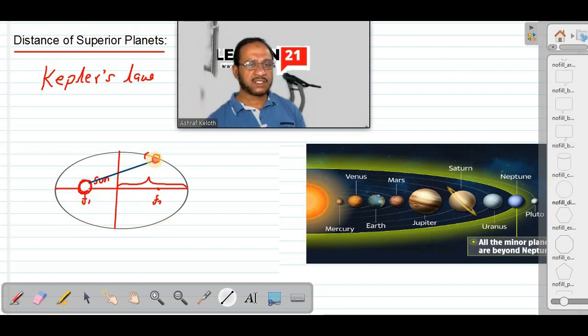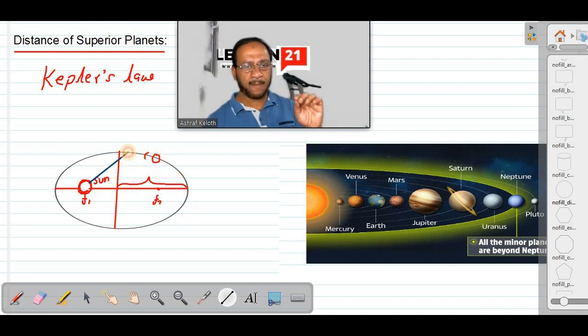Suppose Earth is right now here. In 1 hour, it moved to here. So what is the area in between these two? The area swept by this line in 1 hour will be constant throughout the year. Whether the Earth is closer to the Sun or far away from the Sun, it will be the same. It is possible by adjusting the speed of Earth.